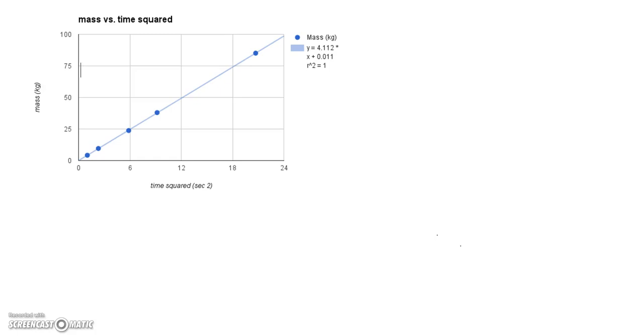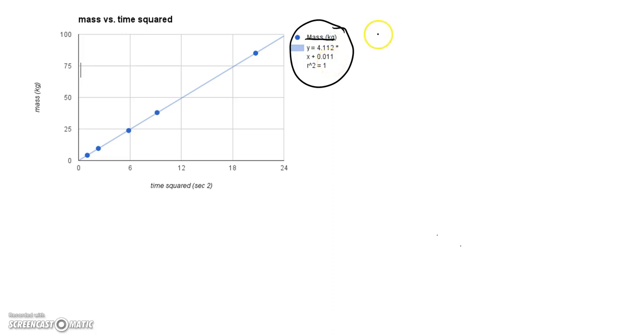All right, so we're going to pick up where we left off. We've created our graph from last time, and now we're going to figure out how to interpret it and make it into an equation. So the first thing we're going to do is look at this right here. We're going to talk about this equation.